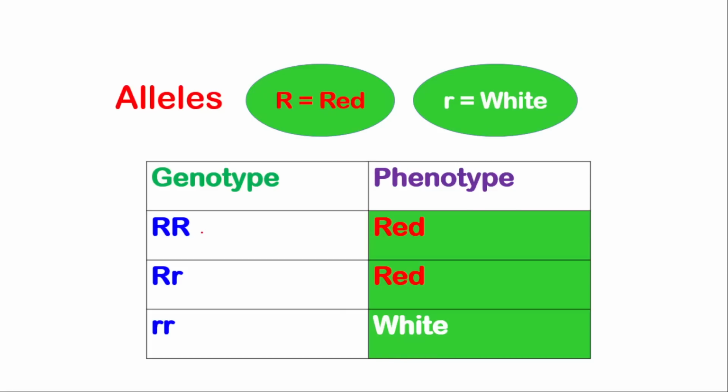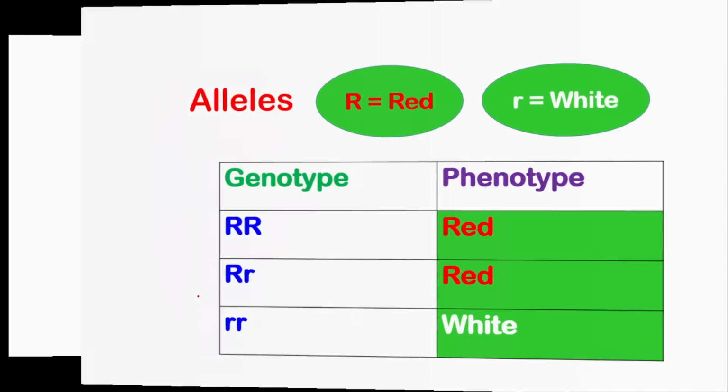The possible genotypes here: if we have two uppercase R, this must be red, because the dominant allele will always show the characteristic. If we have uppercase and lowercase, which is heterozygous, it will still be red because it has an uppercase R. Two small r's will be white, because there's no uppercase R to show red. A recessive trait can only be seen in the homozygous form. Once you have an uppercase letter, the recessive characteristic will not show.